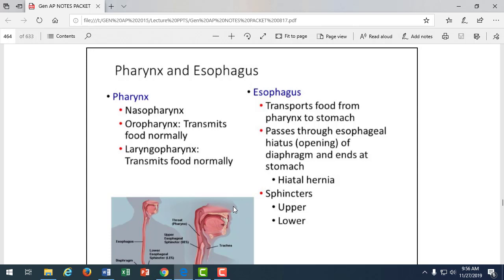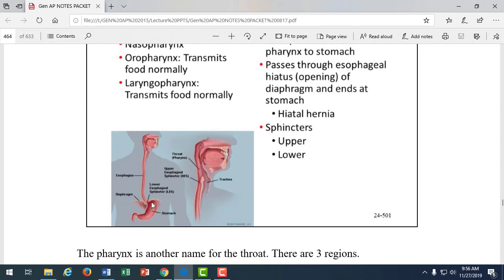The esophagus takes it to the stomach, and there are different sphincters: an upper esophageal sphincter and a lower esophageal sphincter. The lower one is the one that causes problems. The lower esophageal sphincter can sometimes spasm if people drink or eat acidic foods. Coffee and alcohol are things that cause spasms of the lower esophageal sphincter. It's also called the cardiac sphincter, we learned that in lab, right? And that's what causes acid reflux problems.